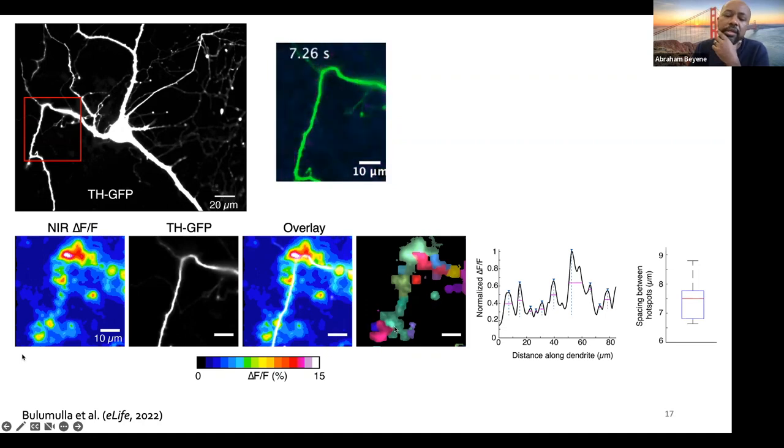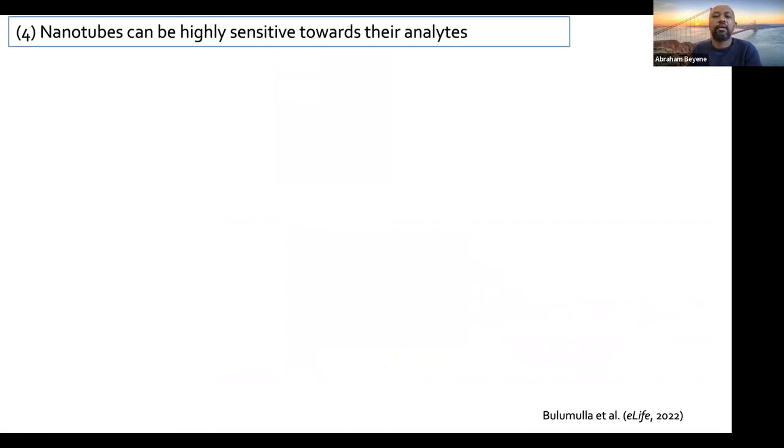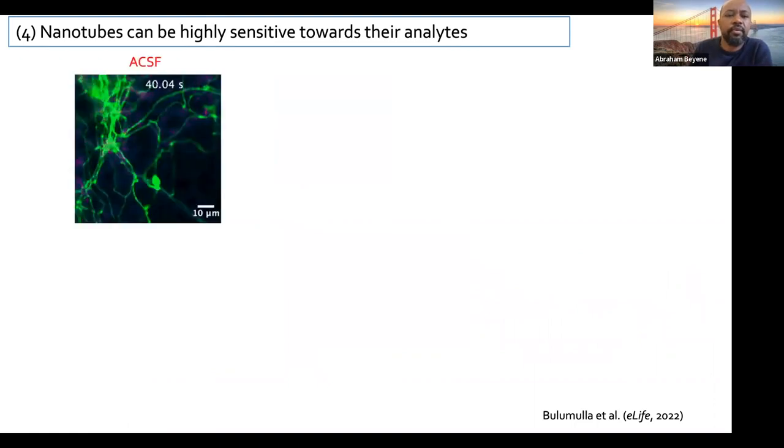We can count how many of them are present on a segment. We can characterize their full widths at half maximum, the spatial extent of diffusion, and so on and so forth. Right, so I'm coming to the last couple of slides in my presentation, but I want to make a couple more points before I conclude.